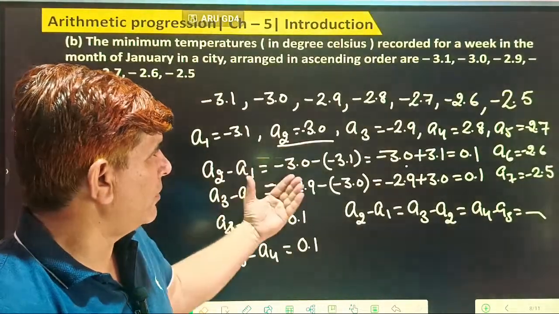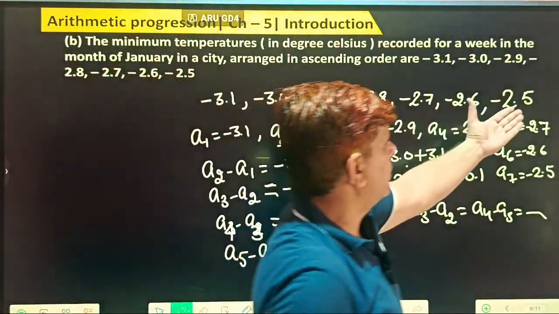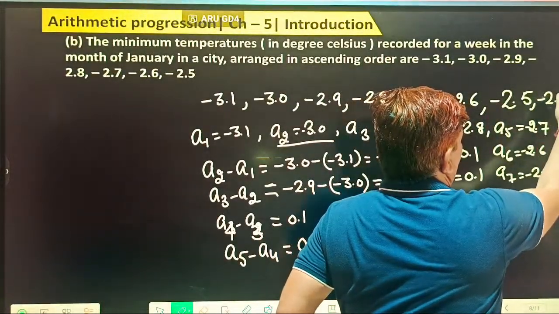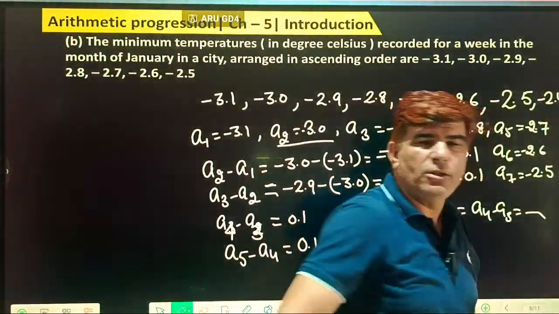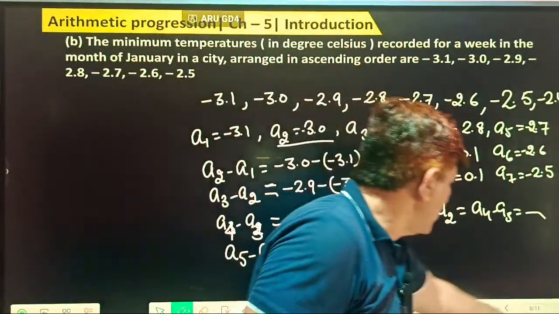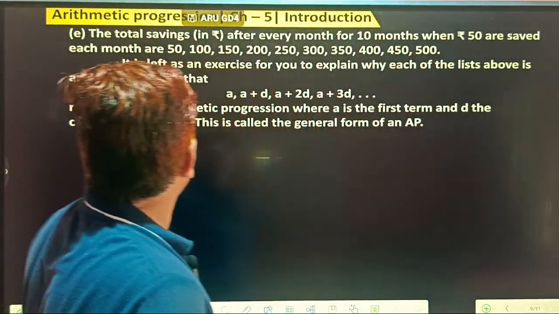Why are we saying sequence? Because we can write the next term with the help of these. What's the next term? Minus 2.4. The next ones also we are able to write. So that's why it is a sequence. Understood?